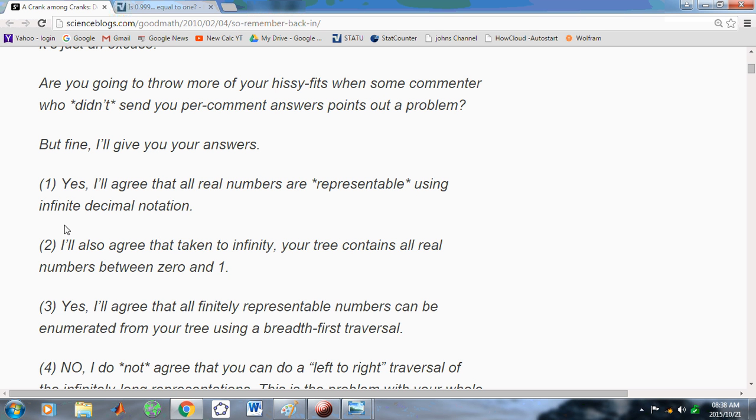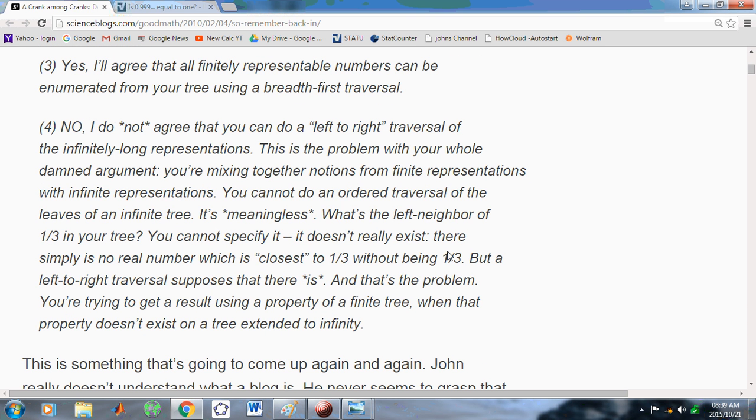I'll give you answers. Yes, I'll agree that all the real numbers are representable using infinite decimal notation. 2, I'll also agree that taken to infinity, your tree contains all real numbers between 0 and 1. 3, yes, I'll agree that all finitely represented numbers can be enumerated from your tree using a breadth first traversal. And 4, no, I do not agree that you can do a left to right traversal of the infinitely long representations. Okay, and then he seems to have a problem with 1/3.